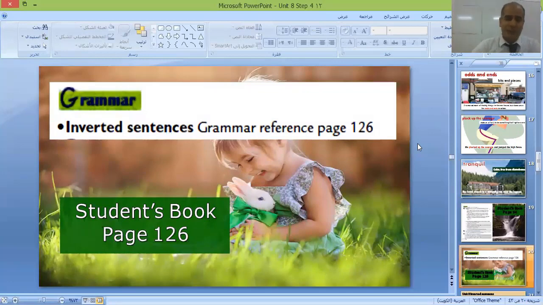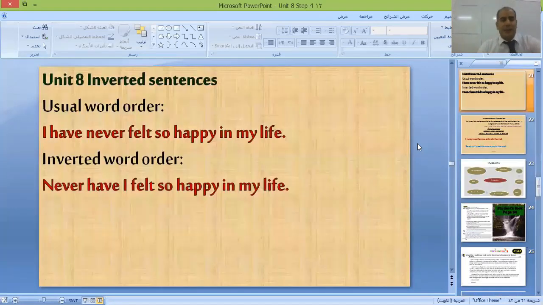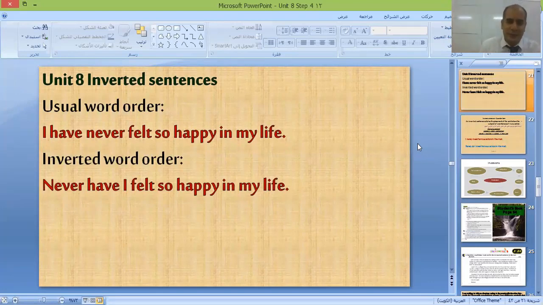Our grammar today is inverted sentences. Let's see this example. I have never felt so happy in my life. This is an ordinary sentence, the usual order. It's a construction of subject, verb, and complement. When we change it to an inverted sentence, it will become: never have I felt so happy in my life.